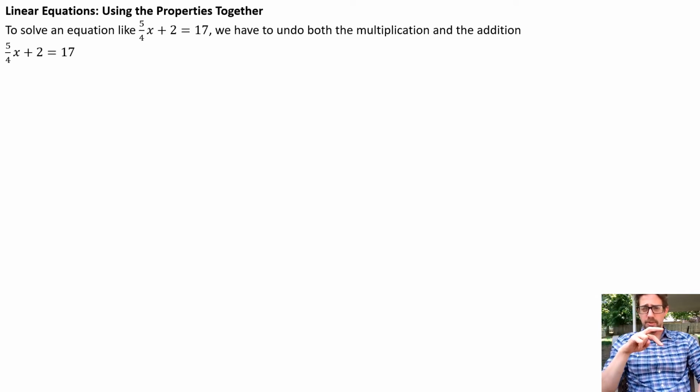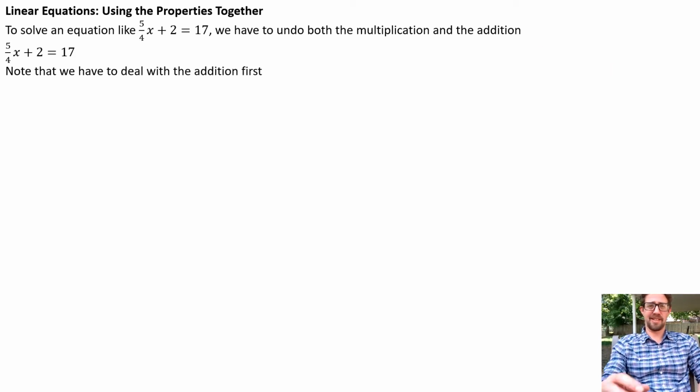If right now you multiplied both sides of this equation by 5/4, you could technically do that, but it wouldn't help you because of this 2. You'd have to multiply the 2 by 5/4 as well, so you wouldn't really be getting rid of it. So think of it like order of operations, backwards. Do the addition first.